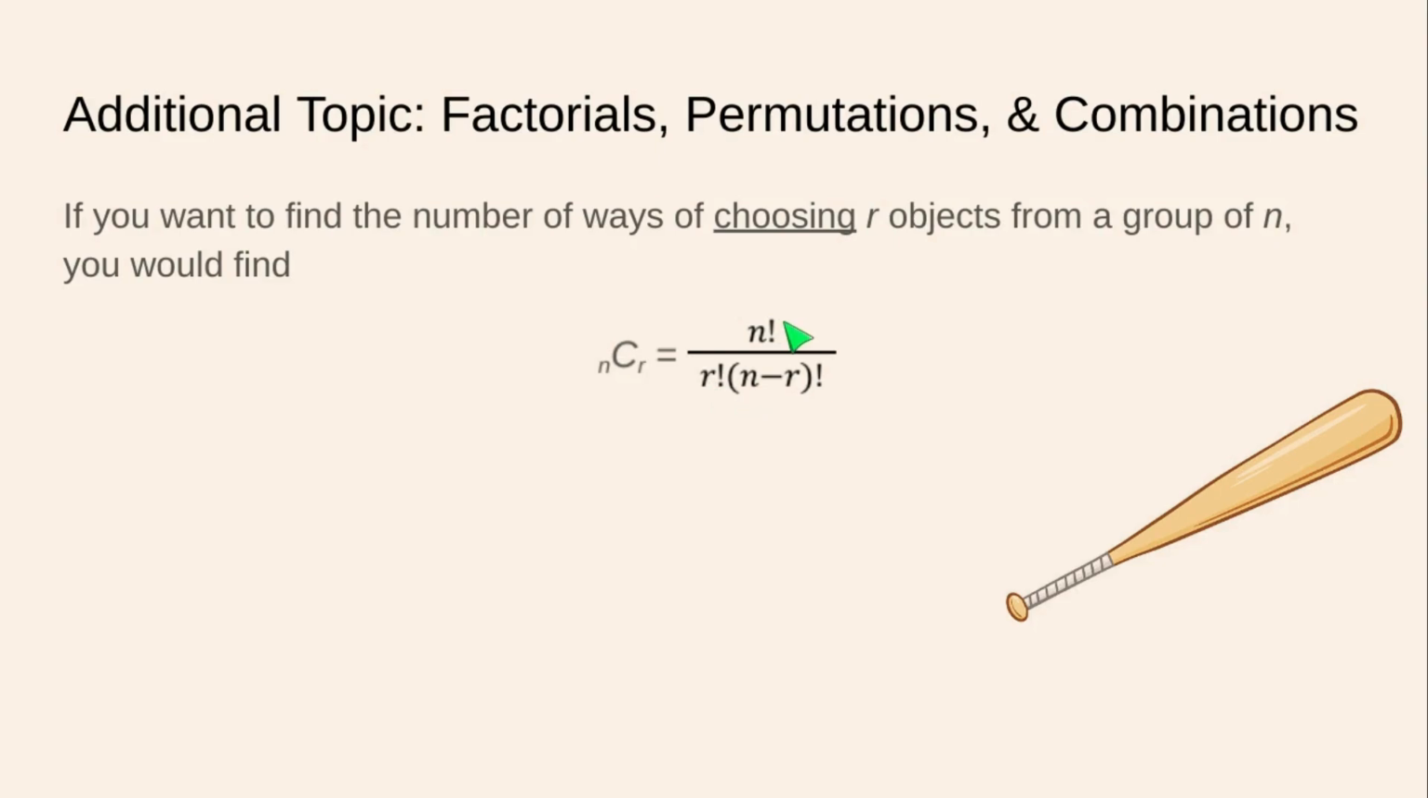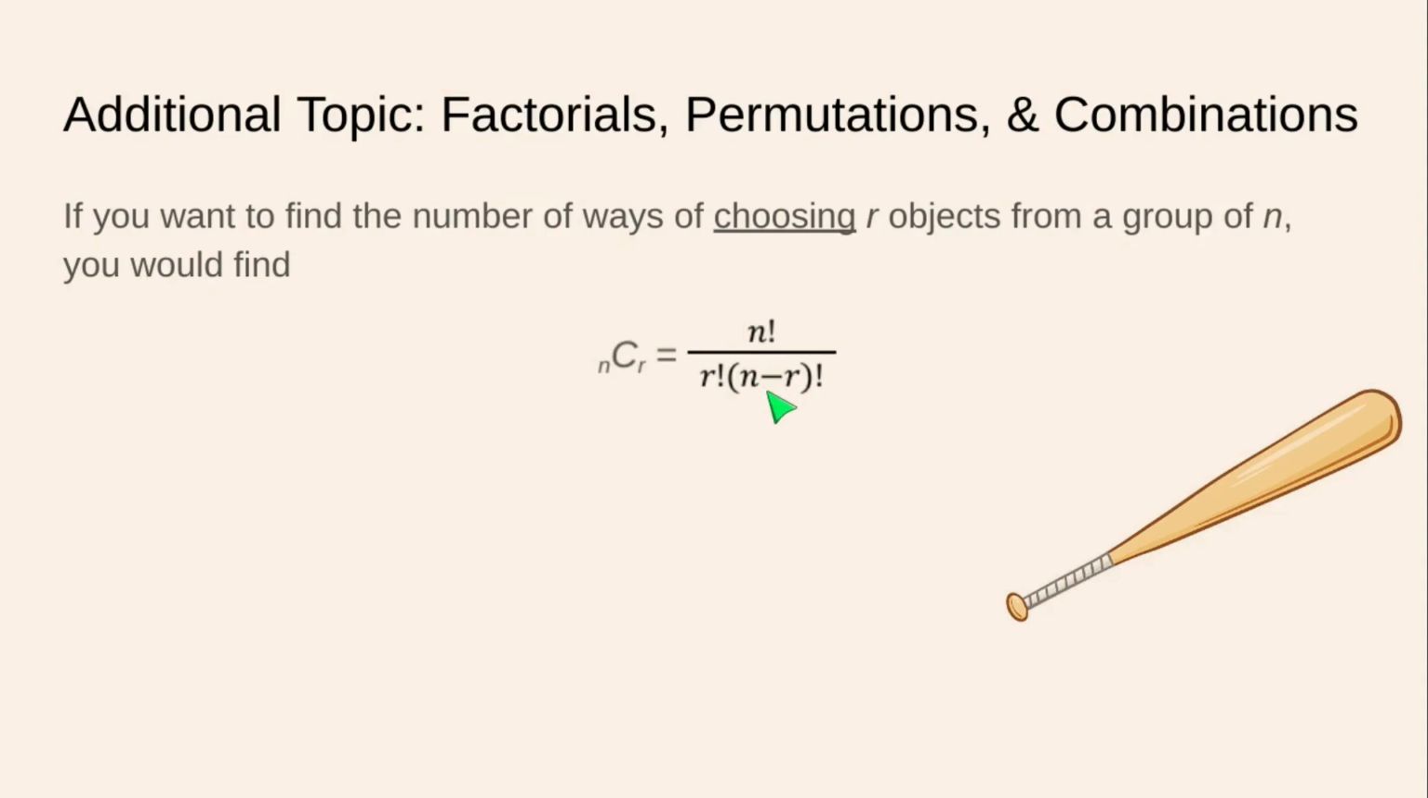Now, does this denominator entirely negate the numerator? Actually, no. What we have is the number of ways we could choose groups of size R out of a larger group of size n. We're just choosing smaller groups from a larger group. So the order in which we choose the R objects at a time does not matter. It's not like batting orders. It's not like you have your leadoff batter and then your second batter and your third and then your cleanup. No, it's not like that. The order doesn't matter in this case.